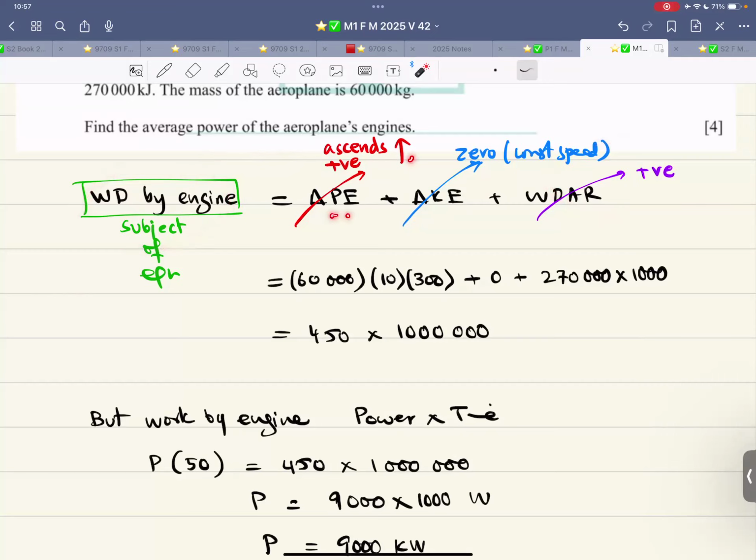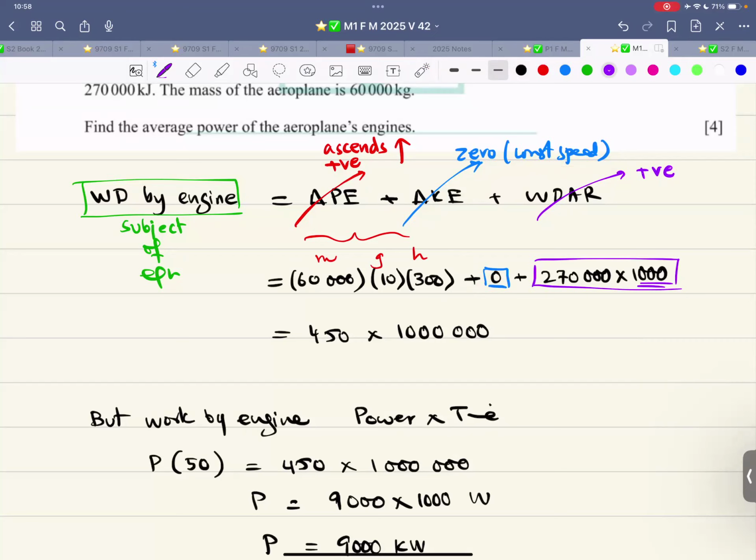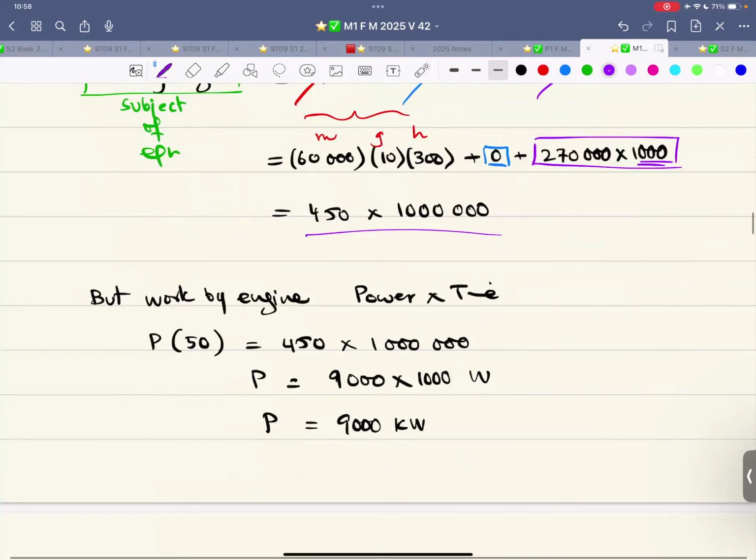Change in potential, if it's going up, we take it to be positive. If it's going down, we take it to be negative. If it's a horizontal floor or surface, we take it to be zero. Change in kinetic, speed increases, it's positive. Speed decreases, it's negative. Speed constant over here, it is zero. So this is the blue one, that's right over here. This is zero. And since it's going up, this is M, this is G, this is H. And the last part, this was already given, multiplied by 1,000 to convert it into joules. So this is what I'm getting. That is the work done by the engine.